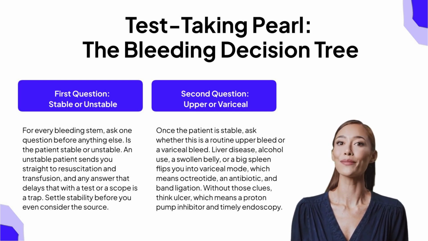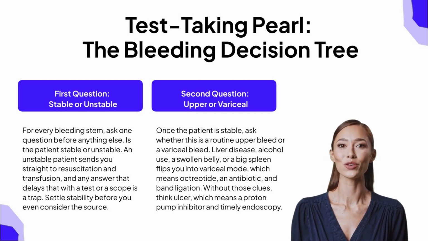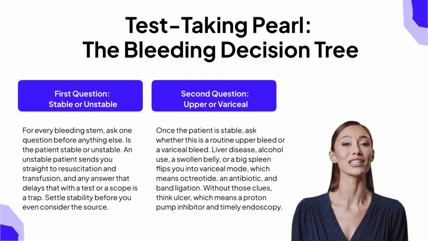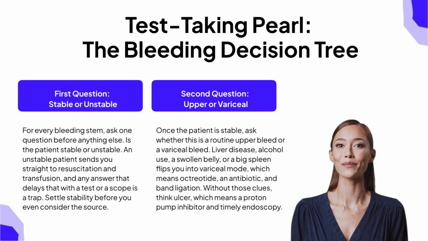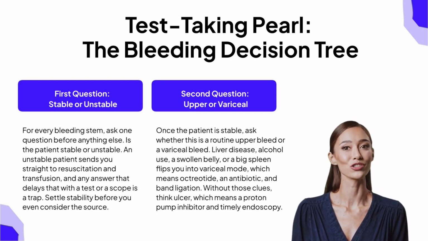Second question, once the patient is stable, is this a routine upper bleed or a variceal bleed? Look for the liver clues. Alcohol use, known liver disease, a swollen belly with fluid, or an enlarged spleen all flip you into variceal mode, which means octreotide, a preventive antibiotic, and endoscopy with band ligation. If those clues are absent and you see an ulcer or pain medication history, think ulcer, which means an intravenous proton pump inhibitor and timely endoscopy. Stable or unstable, then upper or variceal. Run that tree every time, and these questions become almost automatic.